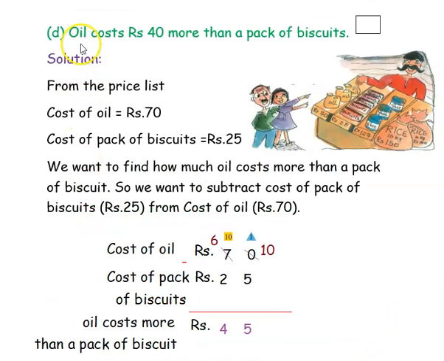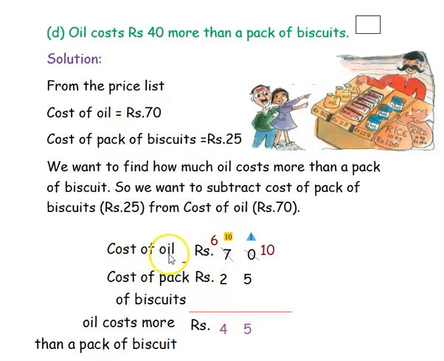The next question Sangeeta says is, oil costs rupees 40 more than a pack of biscuits. From the price list, the cost of oil is rupees 70 and the cost of a pack of biscuits is rupees 25. Now we want to find how much more oil costs than a pack of biscuits. So we want to subtract the cost of a pack of biscuits, that is 25 rupees, from the cost of oil, which is 70 rupees. Now I am going to subtract.